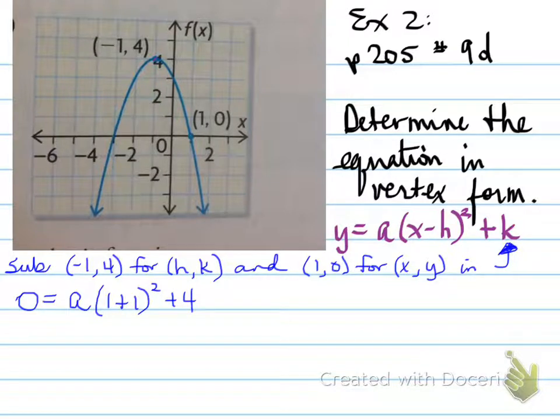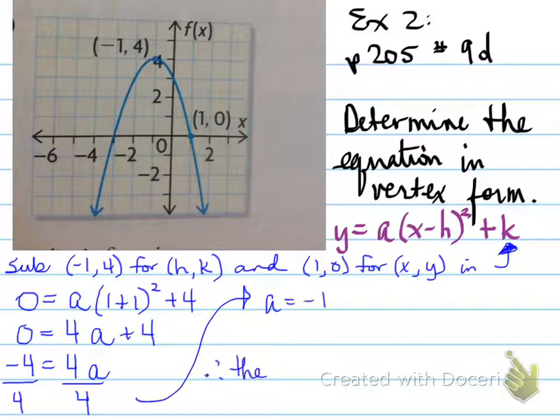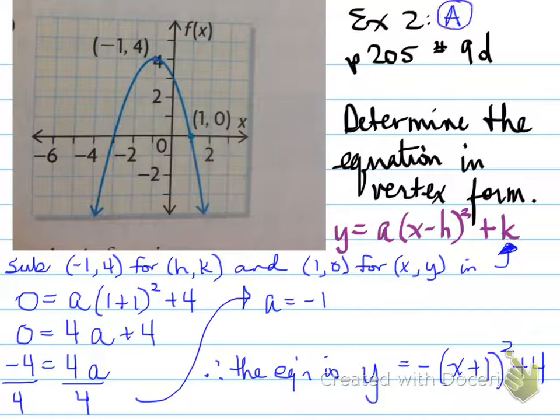And we plug it in and solve for a. We get 0 is equal to 4a plus 4. Bring this positive 4 over to the other side. We get -4 is equal to 4a. a is equal to -1. Therefore, the equation is y equals -1, which we do not put the 1 there, folks. We do not put a 1 here, but we definitely put the negative sign: y = -(x + 1)² + 4, because the h and k become numbers inside the equation. The x and the y stay as variables.